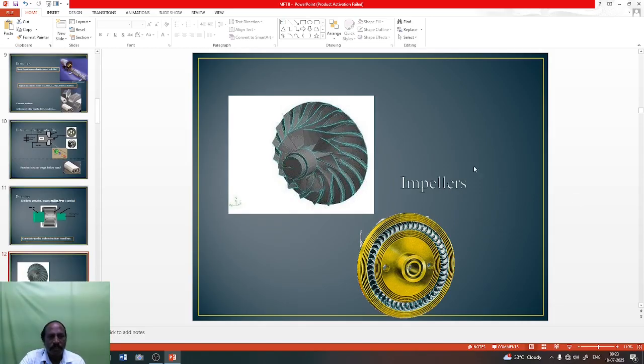Right, this goes for the production of impellers. So these impellers are very widely used. The impeller shapes you are getting by this process.